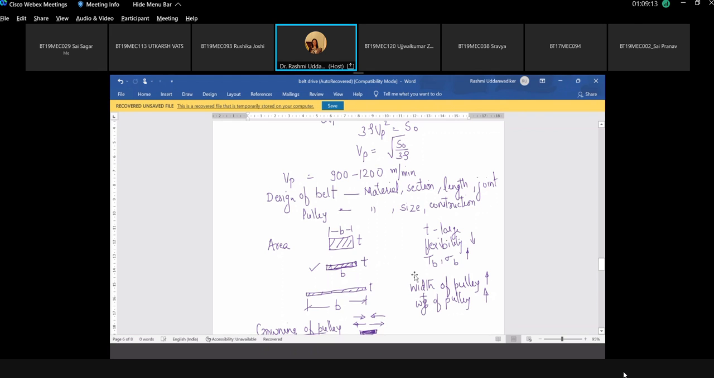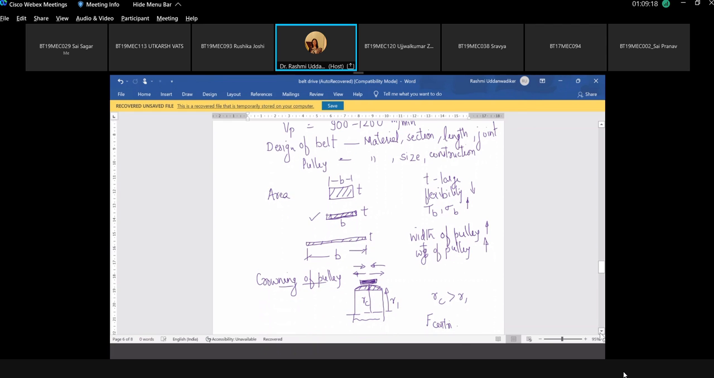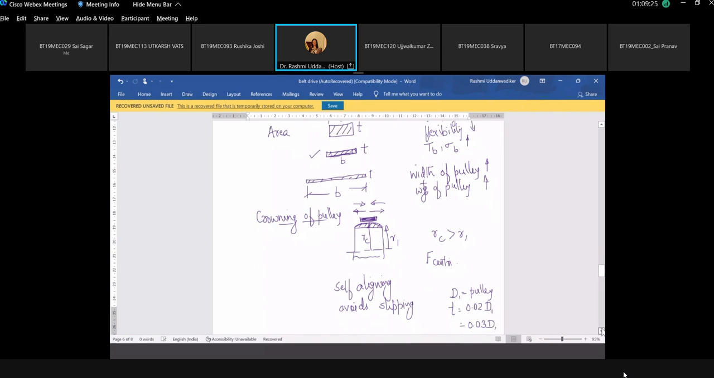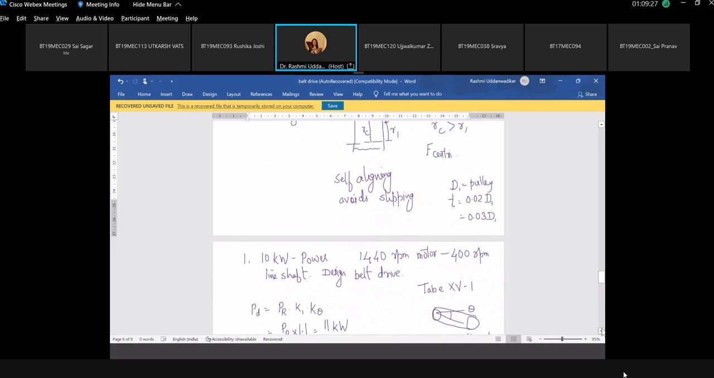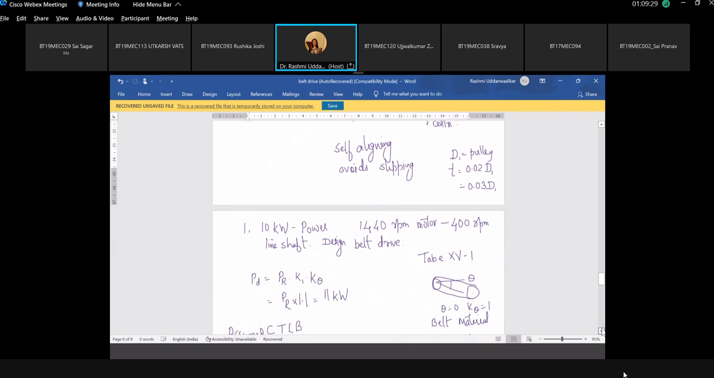Area should be selected such that B is always greater than T and it is flexible enough, but you cannot increase B beyond a limit because then the size of the pulley would increase. To avoid slip, crowning is done on the pulley, which ensures that the belt is aligning by itself.